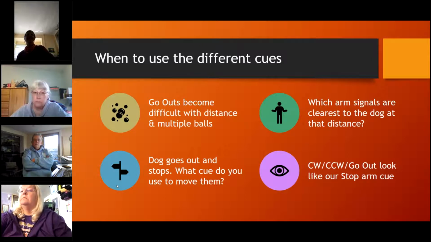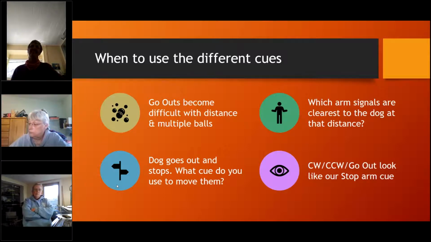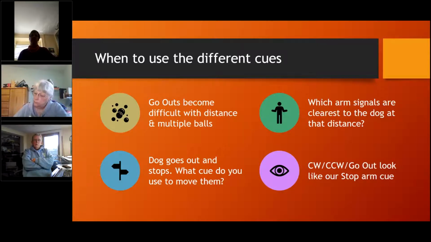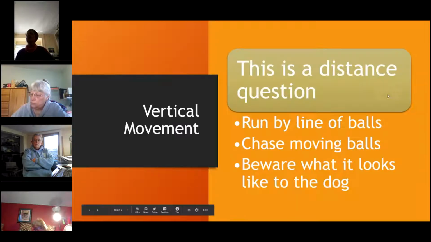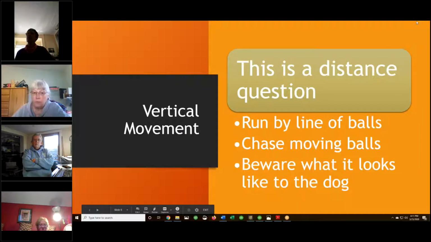So then it kind of comes down to, now this is a really broad one. Monica and I chatted, and so we made this a really broad category. When do we use the different cues? What it comes down to is, this is very broad. We were gathering a lot there. And the answer is, it depends. It depends on where you are with your dog in the training, and what you need to work on in that particular moment.